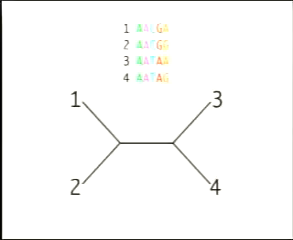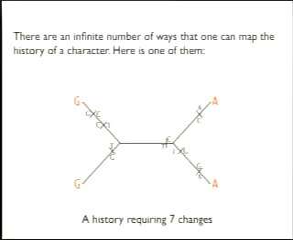So let's think about this, though. So here is one of those 3 possible trees that was the best tree. And what I'm going to do is I'm going to put the 4th column, the nucleotides for the 4th column, to the tips. Right? So there's a large number of different ways in which one can map the characters onto the tree in such a way that the history of change along the branches is consistent with the observations at the tip. So here's an example of one that requires 7 changes.